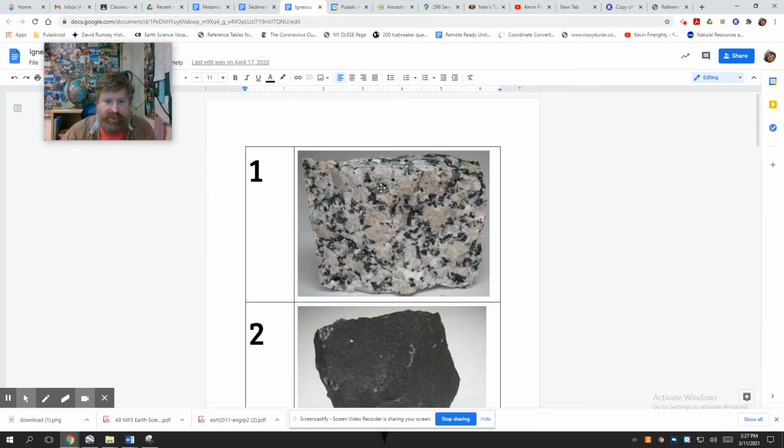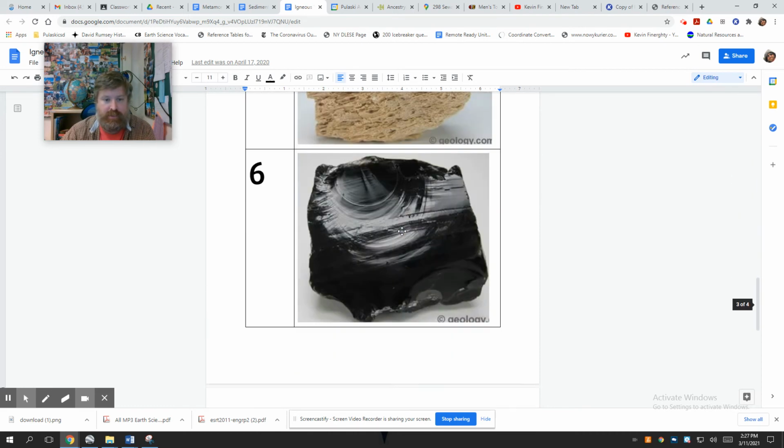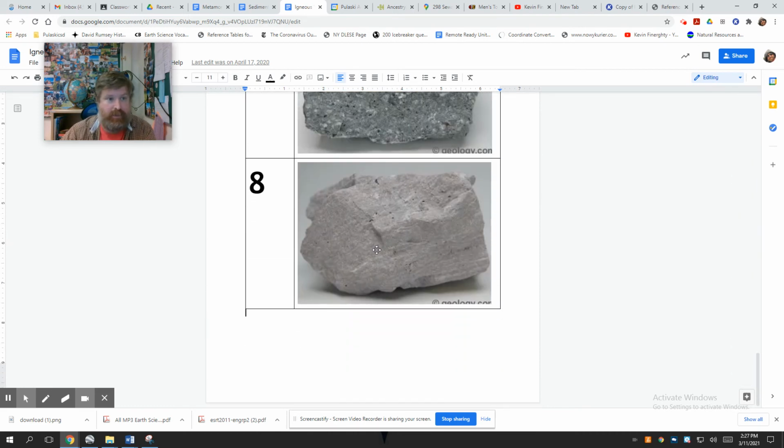So how about this? I'll tell you that number 1 and number 8 down there are the same composition, but they cool differently. They both have pinks and whites and blacks in them. 1 had time to cool nice and slowly and form all those nice big fat crystals. 8 did not. 8 just had to form a rock very quickly. That's an extrusive version of the same composition of magma.